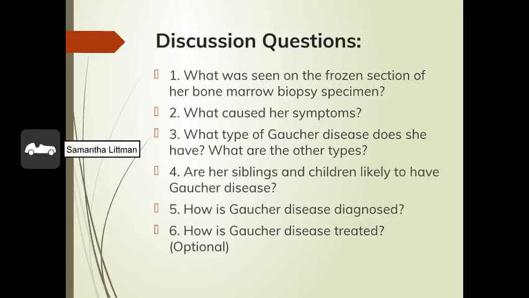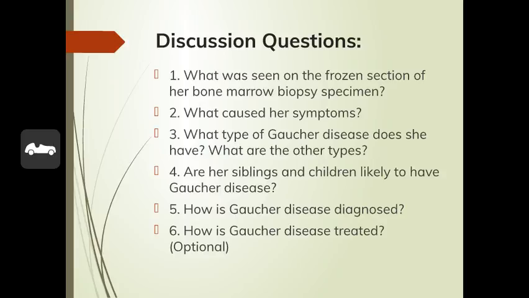Gaucher disease is an autosomal recessive condition in which there is a mutation in the gene that encodes for glucocerebrosidase. The mutation causes this enzyme to accumulate in phagocytes, expanding the liver, spleen, and bone marrow, as well as an increase in cytokine production. The discussion questions are as follows.